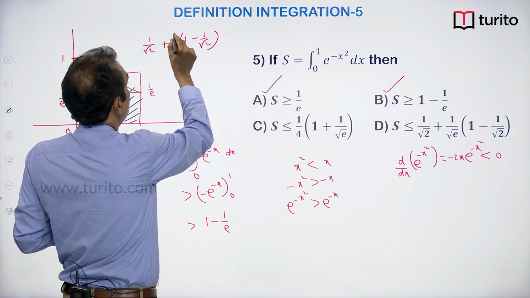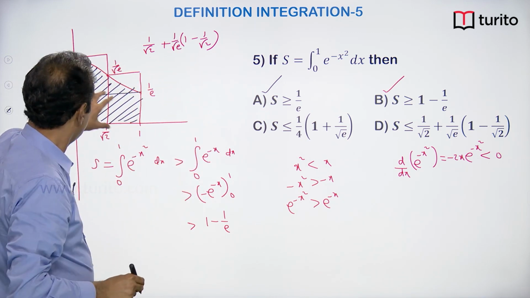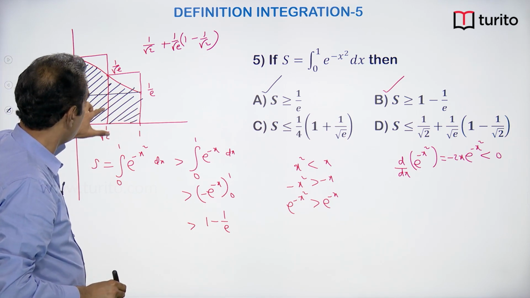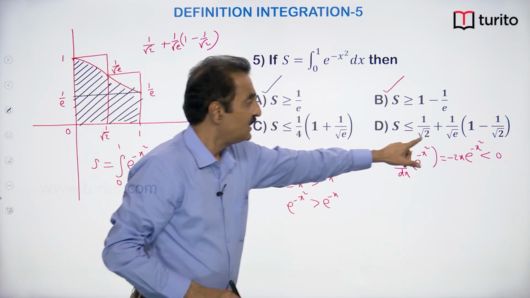So this into 1 by root e. The area of the shaded part is less than the area of the big rectangle plus the area of this big rectangle. So option D is correct.